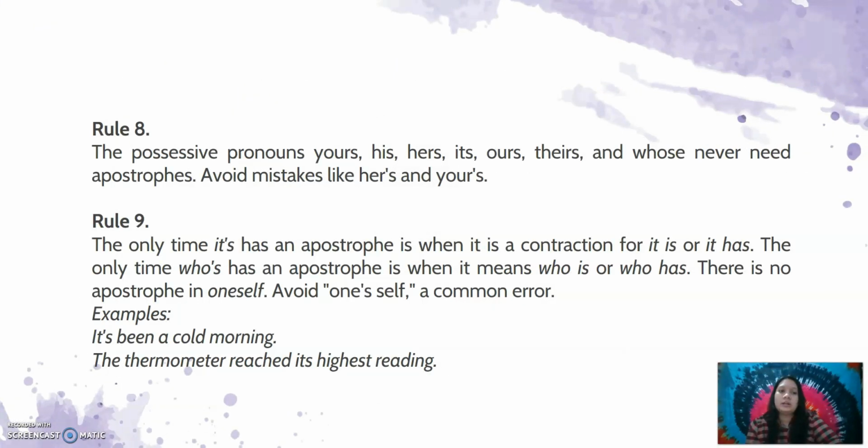Rule 8. The possessive pronouns yours, his, hers, its, ours, theirs, and whose never need apostrophes. Avoid mistakes like her's and your's with apostrophes. Rule 9. The only time it has an apostrophe is when it is a contraction for it is or it has. The only time whose has an apostrophe is when it means who is or who has. There is no apostrophe in oneself. Avoid one's self, a common error. Example: it's been a cold morning. The thermometer reached its highest reading.